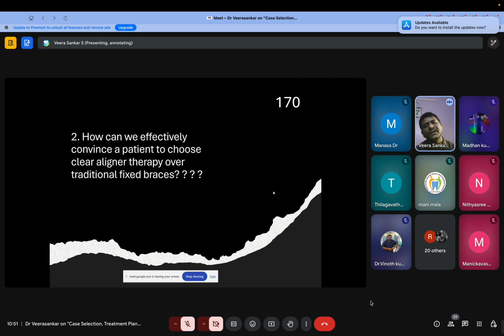So the next question is, how can we effectively convince a patient to choose clear aligner therapy over traditional braces? Just explain to them the advantages and the comfort of clear aligners. What are the drawbacks of fixed appliances? Monthly visits, and discomfort generated because of broken brackets or misplaced wires. Sometimes when the wire is bent because of the forces generated by hard food, that will create movement in an unintended manner. To correct that itself will require another 2 to 3 months. That is a drawback of fixed appliance therapy. It can be ruled out with aligners. Monthly visits can also be ruled out.